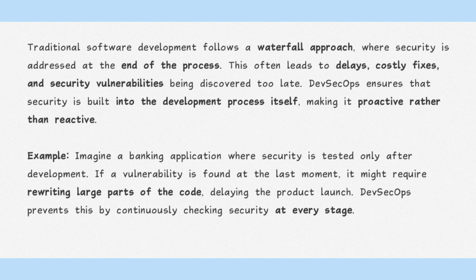Example: imagine a banking application where security is tested only after development. If a vulnerability is found at the last moment, it might require rewriting large parts of the code, delaying the product launch. DevSecOps prevents this by continuously checking security at every stage.